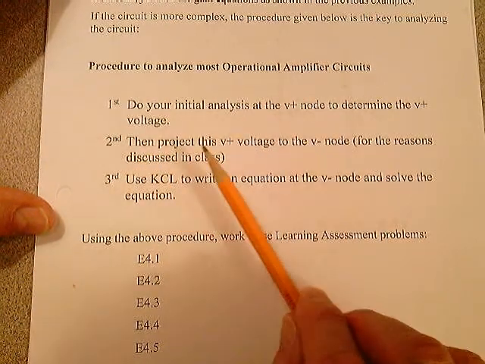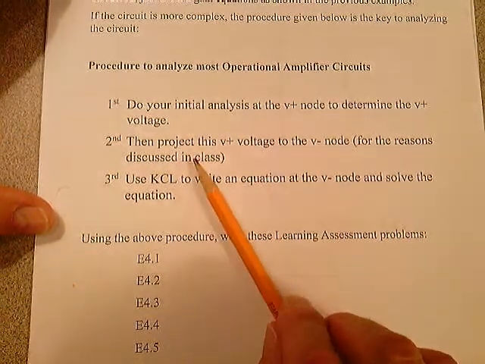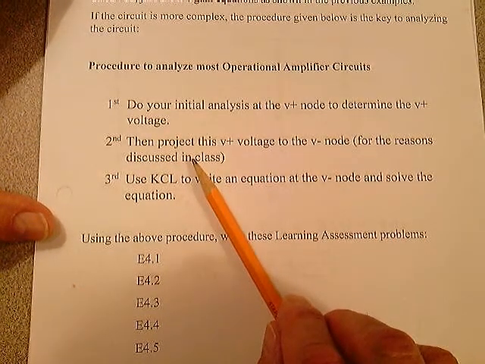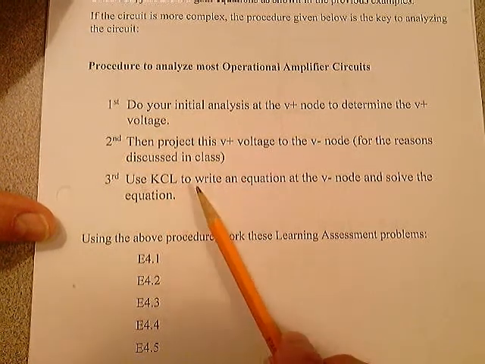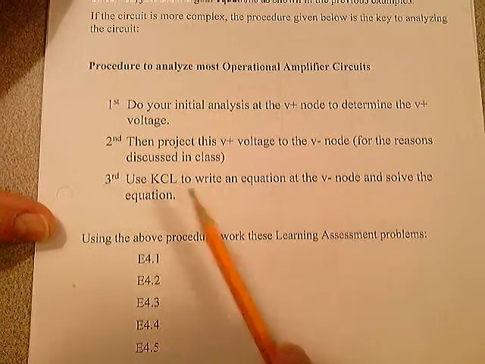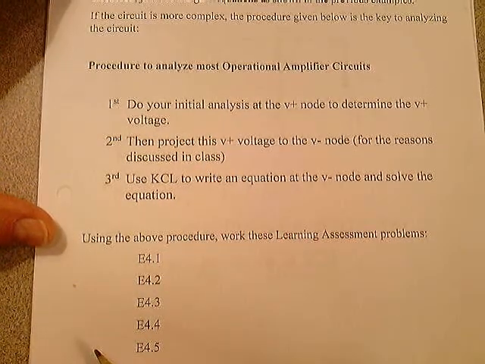Then you project that V plus voltage to the V minus node for the reasons we discussed many times over the past 3 lectures. Then you write Kirchhoff's current law equation at that V minus node to solve for the unknowns. That's simply the 3-step procedure.